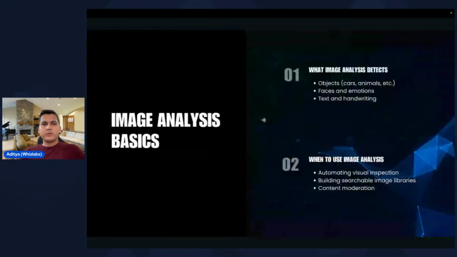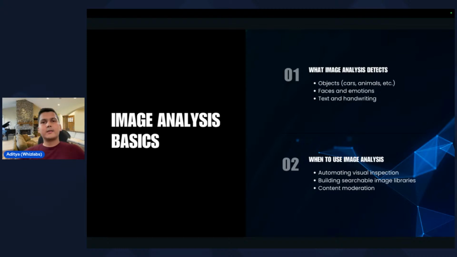Now, let's move to the next slide. We'll be seeing the basics of image analysis, what exactly it detects, and when to use image analysis. What it detects, I have already covered. Objects: it can detect anything, car, animal, etc. In faces and emotion, let's say somebody is standing in an image and is smiling, your AI vision can detect that this person is smiling. It can detect emotions and faces in the images as well, right?